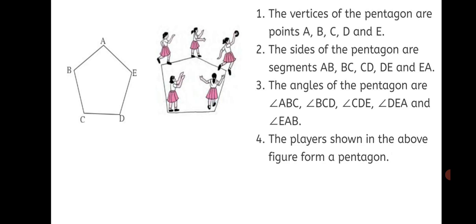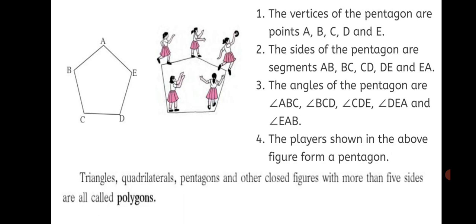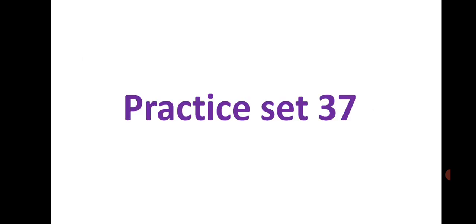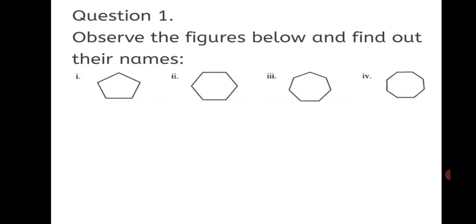So, this way we have learned about a closed figure having 5 sides. So, what are polygons altogether? Triangles, quadrilaterals, pentagons, and other closed figures with more than 5 sides are all called polygons. So now based on this, let us solve practice set number 37.